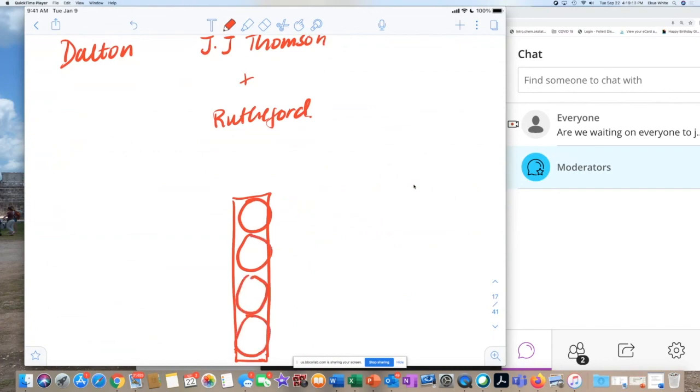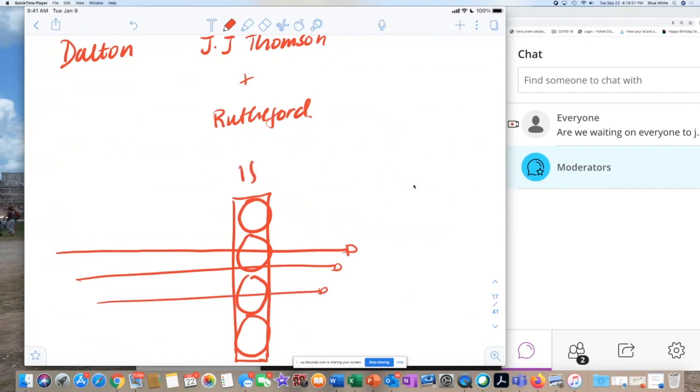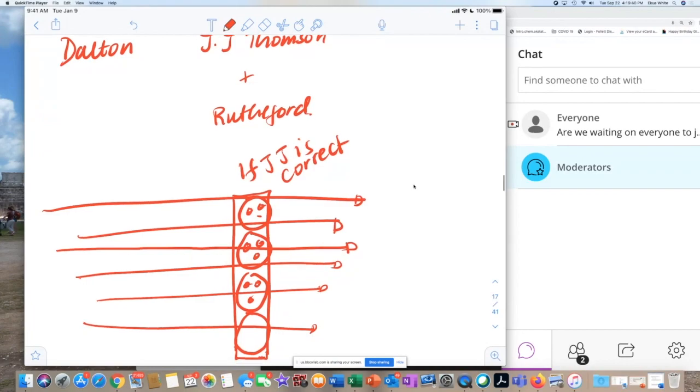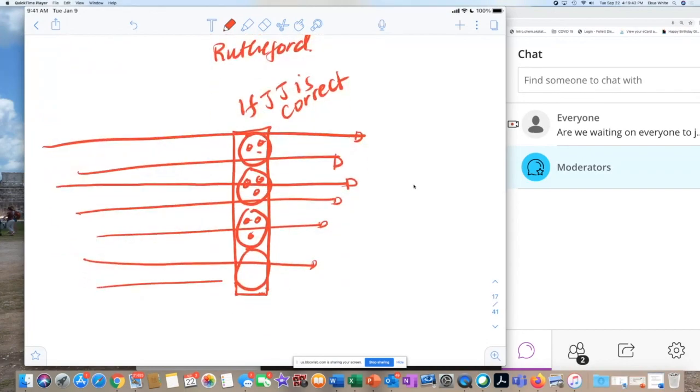So he said, if I pass the positive beam through it, most of it will just go through if JJ is correct, right? Most of the beams will go through. Why? Because the interior of the atom is full of negative electrons. They won't really interfere with the beam. Most of the beams will go through. This is what he expected. No interference. The beams go through.